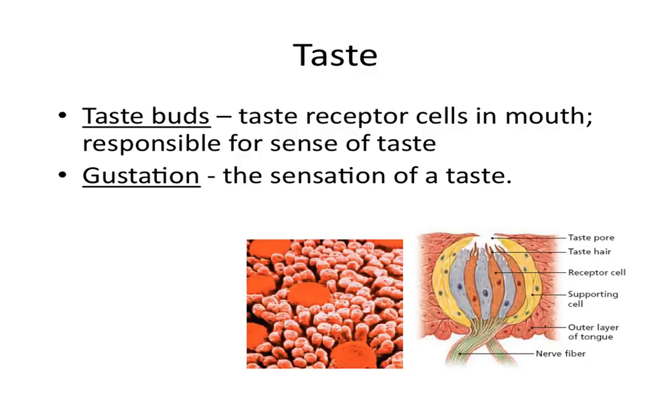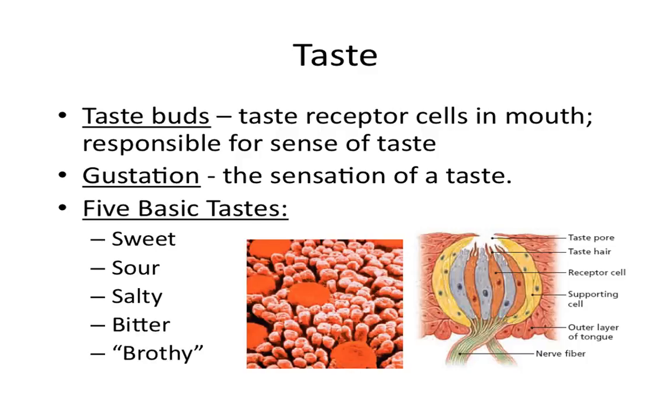Vision is visual, ocular. And then your hearing is your auditory. Okay, so make sure you know those 5. Okay, so your taste buds, there's 5 basic tastes.